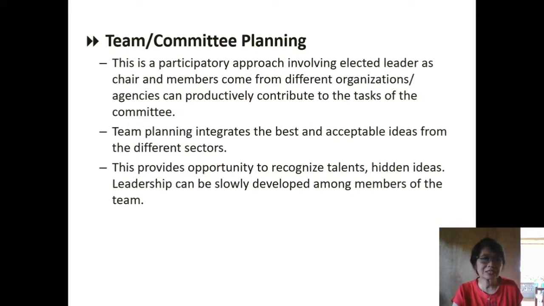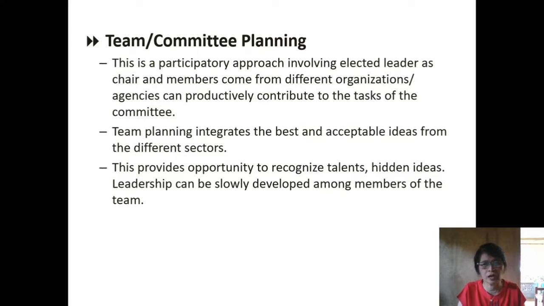And the last one is team or committee planning. This is small, for example, an ad hoc committee assigned to do a particular job or a particular activity, then they're the ones who plan for that. So it is very specific to a particular activity alone. This could provide opportunity to recognize talents and hidden ideas. So this is just one approach of planning where small groups of people assigned to a particular activity could do planning themselves based on the task assigned to them.